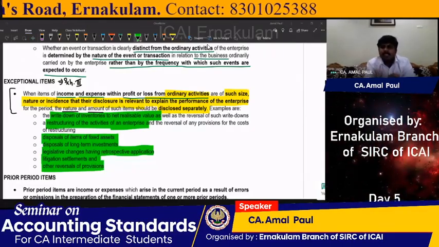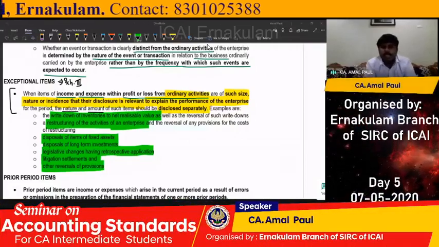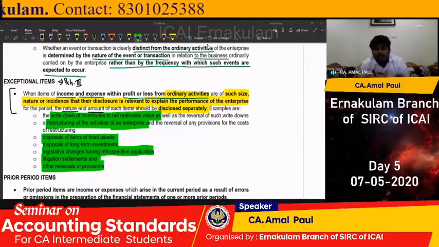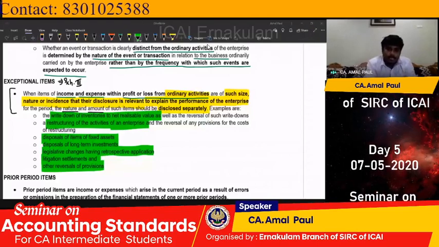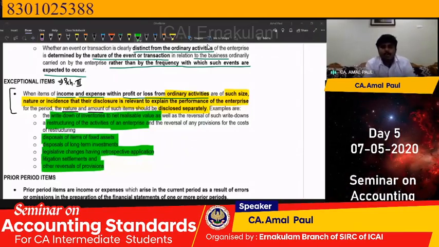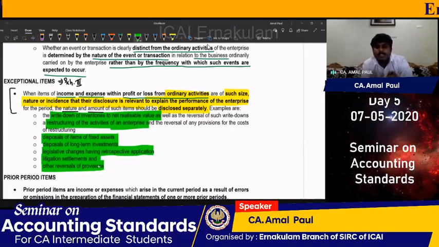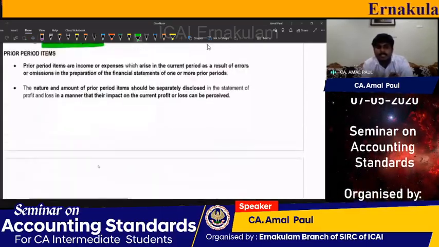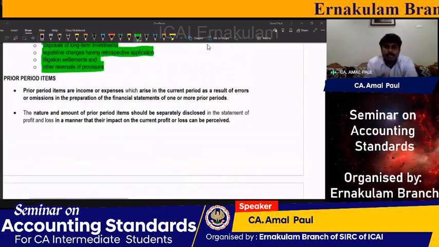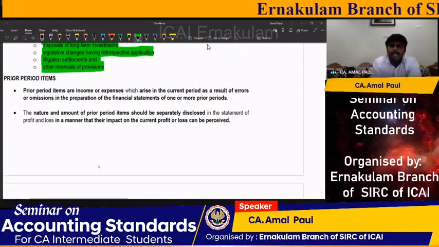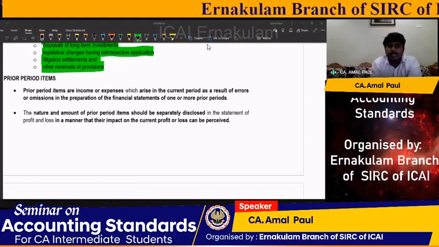Okay, so this is your net profit or loss for the period guidance. Next, we will check prior period items also, because there are small guidelines related to prior period items. So we will understand what is the meaning.